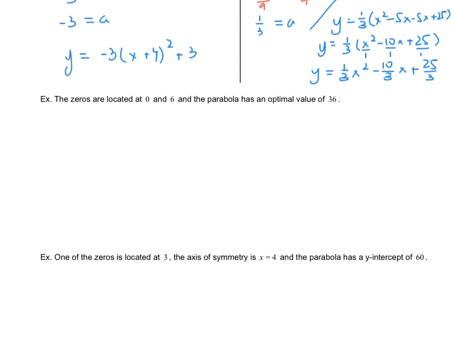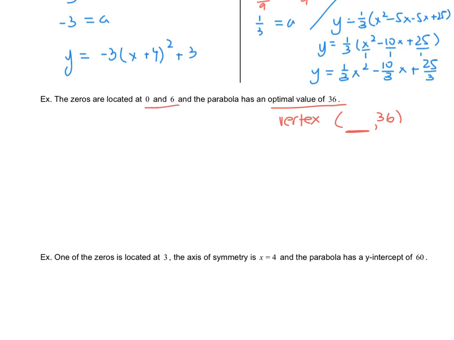The next ones are a little trickier in that you have to do a little bit of side work to get full information. So here we're told that our zeros are located at 0 and 6, and the parabola has an optimal value of 36. So this should make you think of the vertex, but you don't have full information about the vertex. You know that the optimal value is 36, which is the y-coordinate, but you don't know the x-coordinate. So you have to figure that out.